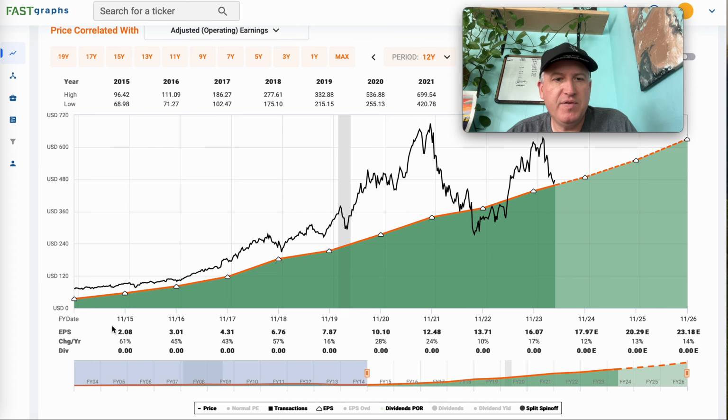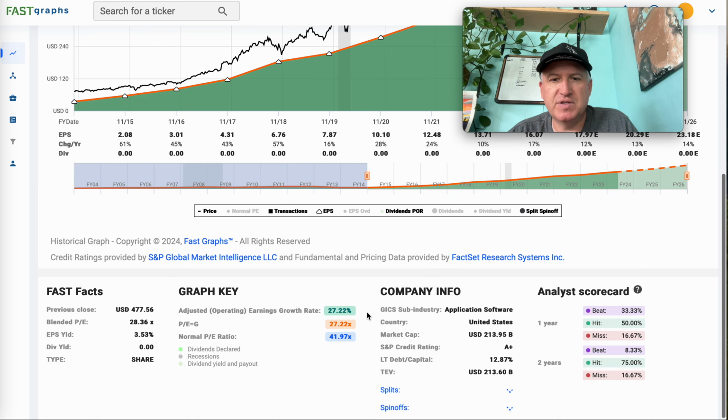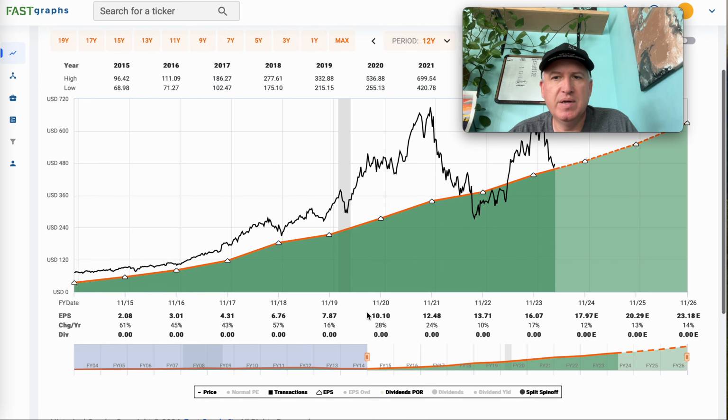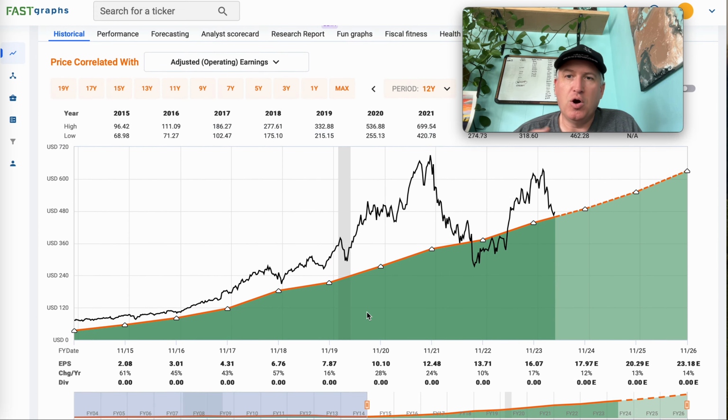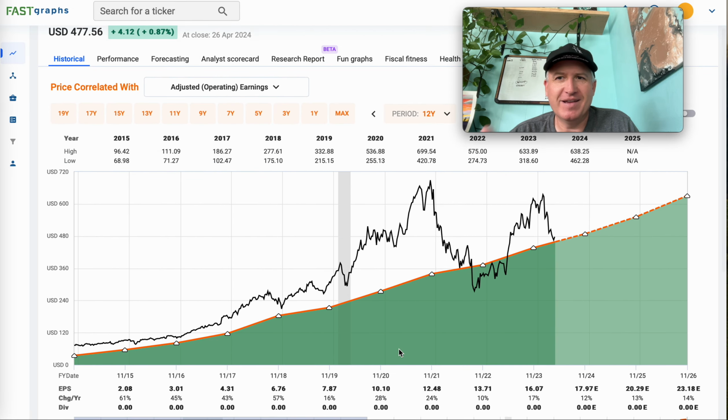We can look and see what FAST Graphs says. FAST Graphs is showing like 27% earnings growth during this time. I always limit my earnings growth expectations to 20% because I'm going to be forecasting this out like 10 years into the future. It's pretty rare for a business to grow 20% for 10 years, especially one that's Adobe's size, which is $200 billion. They'd have to grow to a couple trillion over the next 10 years, which maybe isn't impossible, but I don't like to assume that in my valuations.